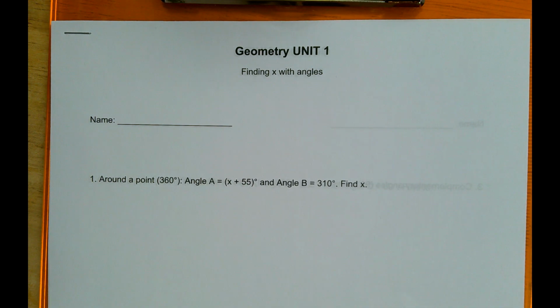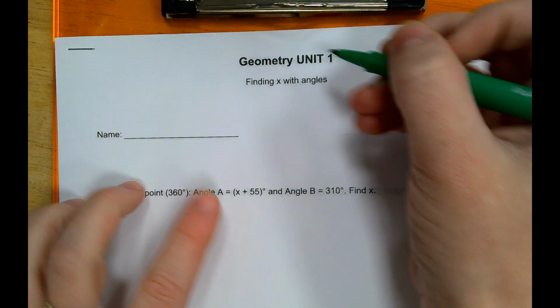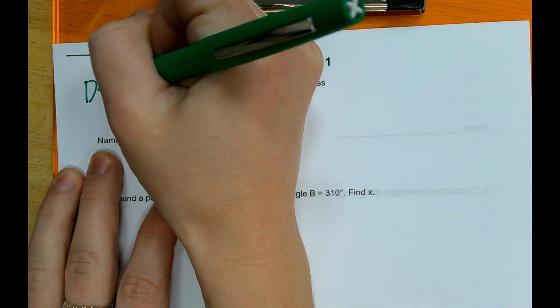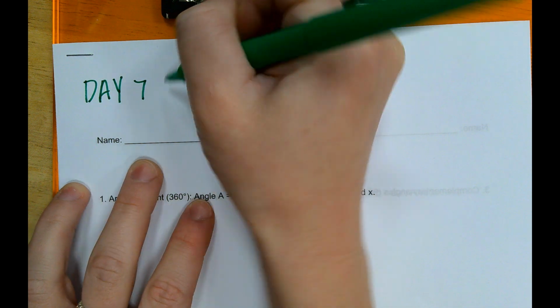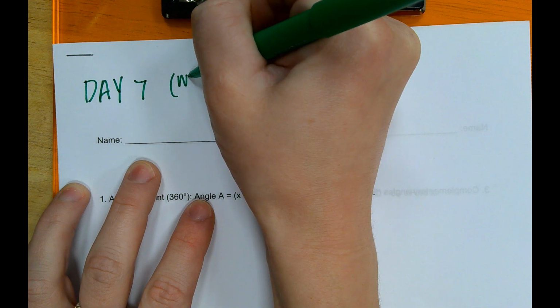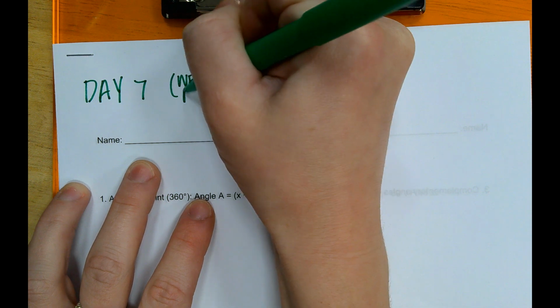First, let's start by labeling this page. Let's see, it is Wednesday, November 6th, and it is day 7. So I'm going to write day 7. All right, Wednesday, November 6th.